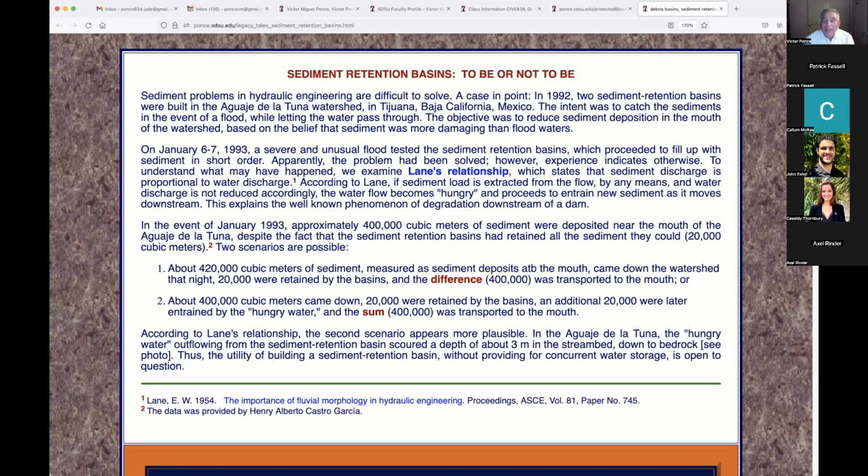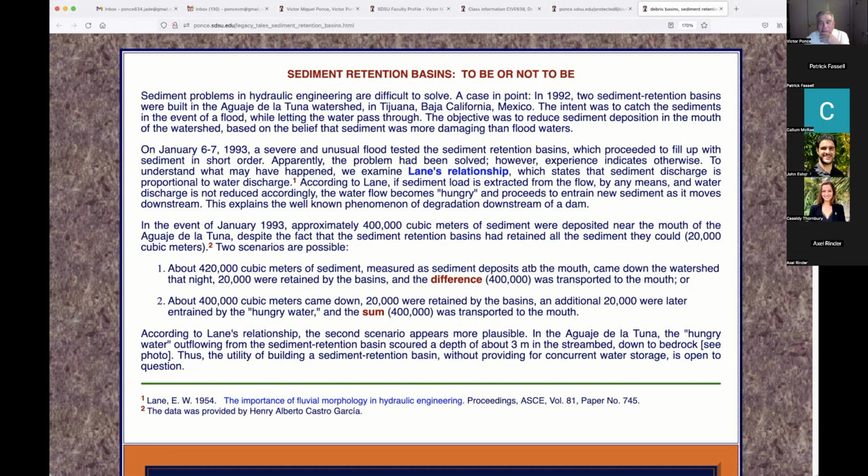So a case in point: in 1992, 2 sediment retention basins were built in the Aguaje de la Tuna watershed in Tijuana, Baja California, Mexico. The intent was to catch the sediments in the event of a flood while letting the water pass through. I guess the idea was that after 1991, when they had a huge flood, people said, we don't mind the water because it comes and goes, because it goes with the gradient. If you wait long enough, the water disappears and it goes into the river. The sediment, no. Once the sediment goes into the living room, you can't get it out unless you excavate it, unless you move it mechanically. So the problem was the sediment, not the water.